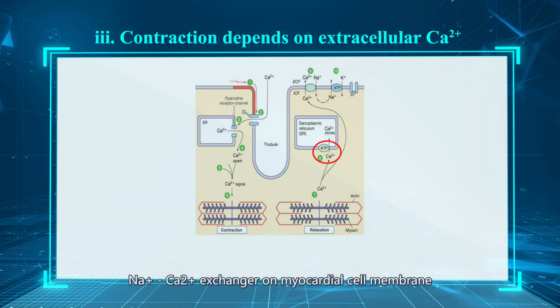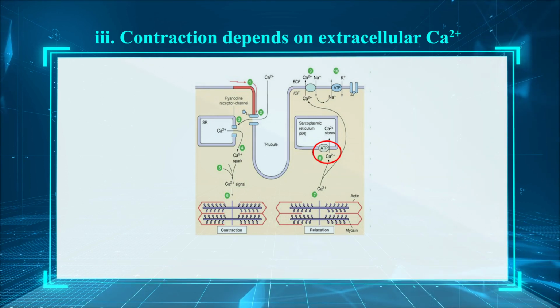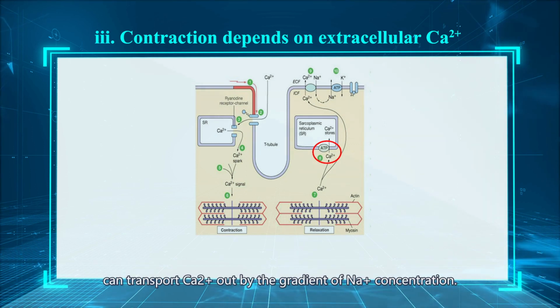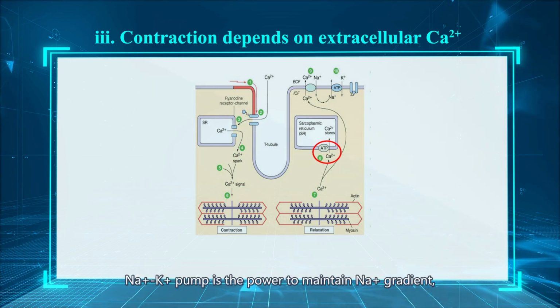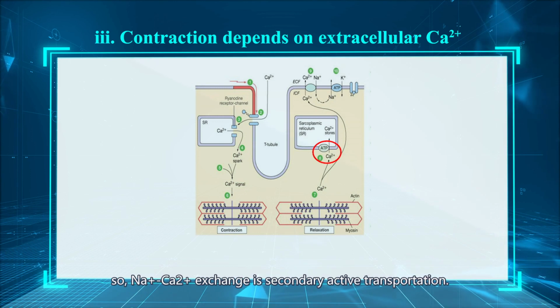The sodium-calcium exchanger on the myocardial cell membrane can transport calcium out by the gradient of sodium concentration. The sodium-potassium pump is the power to maintain the sodium gradient. So, sodium-calcium exchange is secondary active transport.